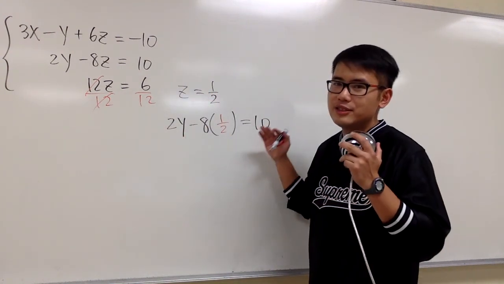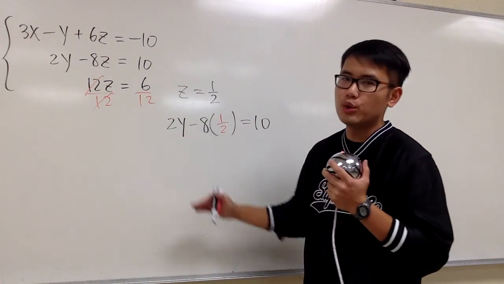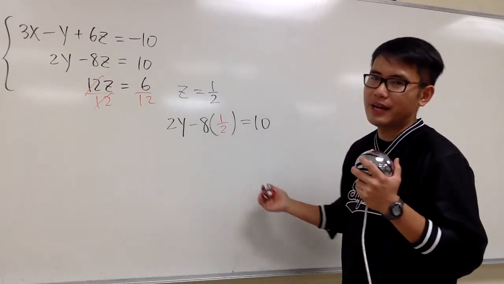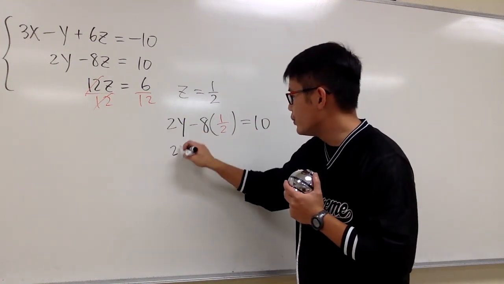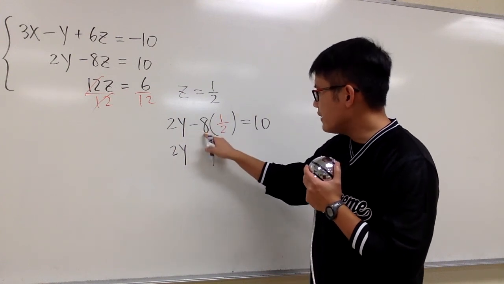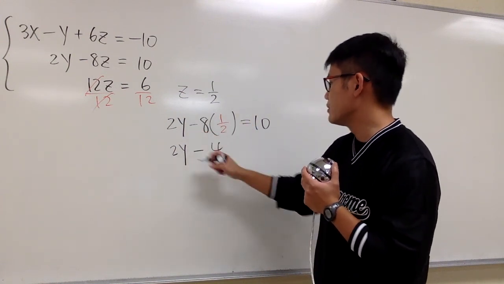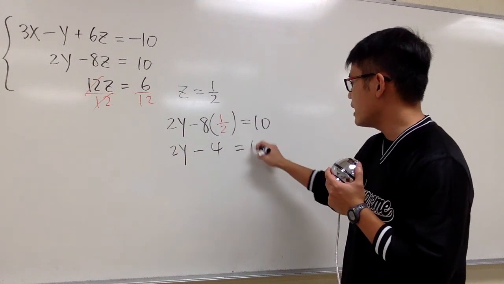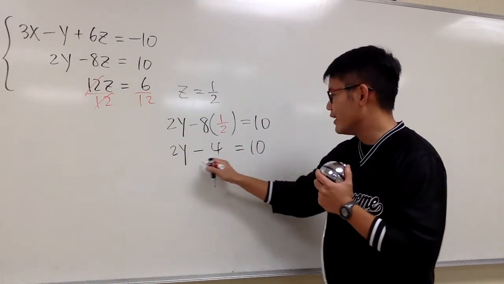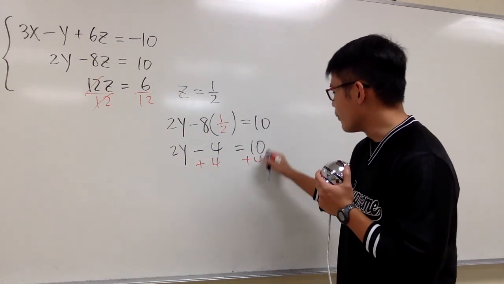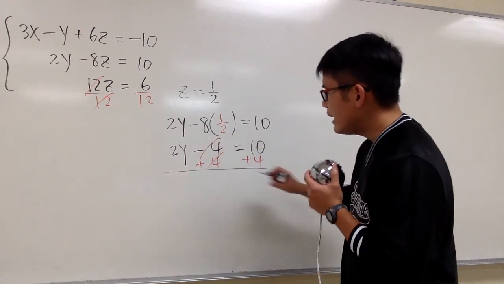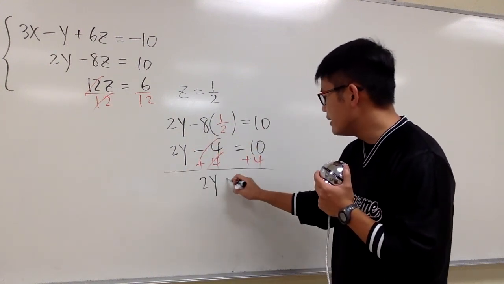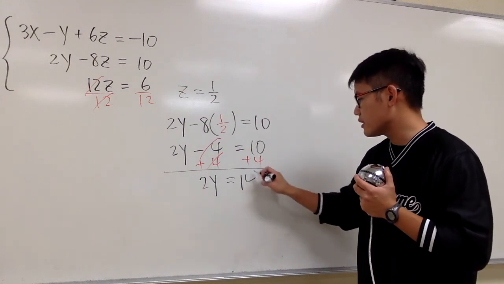And now you see, this is just an equation that we have only one variable. So we should be able to solve this, right? So this is 2y, and negative 8 times 1/2 is minus 4, right? And then this is equal to 10. And what's next? The usual business, you add a number 4 on both sides so they can cancel. And we have 2y, and this is equal to 14.